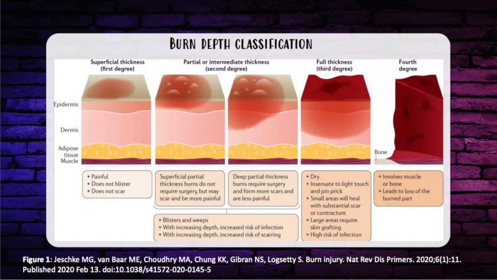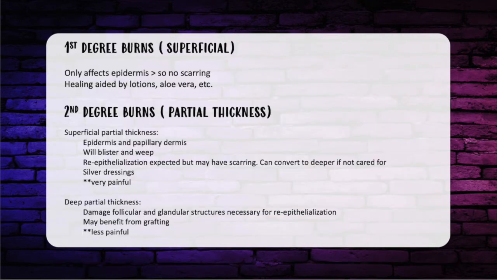Speaking of depth, Brian, how do we classify burn depth? Good question. Let's start with the most superficial burn. That's the first degree burn. You can think of that as a bad sunburn. That includes only the epidermis. There's no scarring as a result of a first degree burn, and usually it's treated with supportive care like lotion or aloe vera.